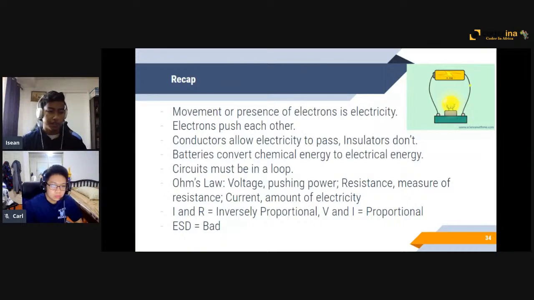Here are the relationships. I and R are inversely proportional. Remember that means if you increase R, or if you increase resistance in a circuit, the current will decrease. And V and I are proportional. That means if you increase the voltage in a circuit, the current will also increase. And remember, an ESD is bad, so you should always avoid it or stay away from possible ESD making devices.